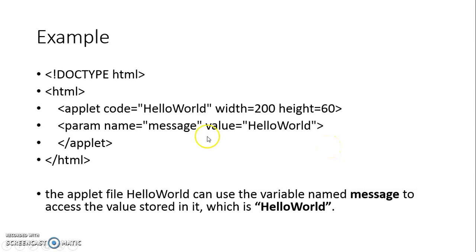Now this is the example. The first line is your applet code and here you are using the parameters. The name of the parameter is message, whose value is hello world. The applet file HelloWorld can use the variable name message to access the value stored in it, which will give the value hello world.